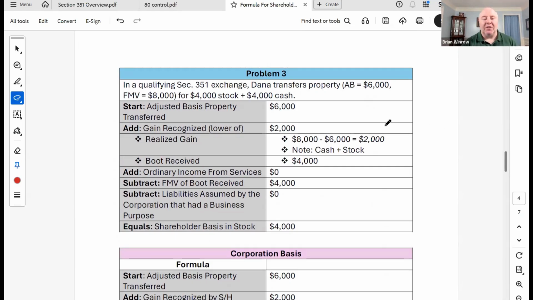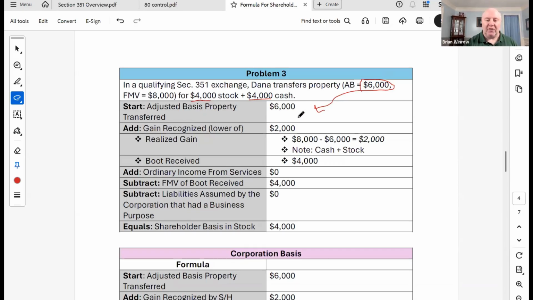Okay, qualifying section 351 exchange. Dana transfers property with an adjusted basis of 6,000, fair market value of 8,000 for $4,000 of stock and $4,000 of cash. This tracks. We have fair market value of 8,000. We expect that we're going to receive $8,000 worth of compensation for it, right? So that makes sense. Well, let's see. We always start out with the adjusted basis in the property that was transferred. So we have 6,000 here. So let's put that $6,000 right there.